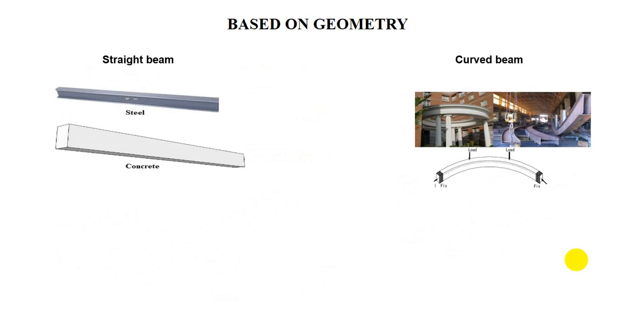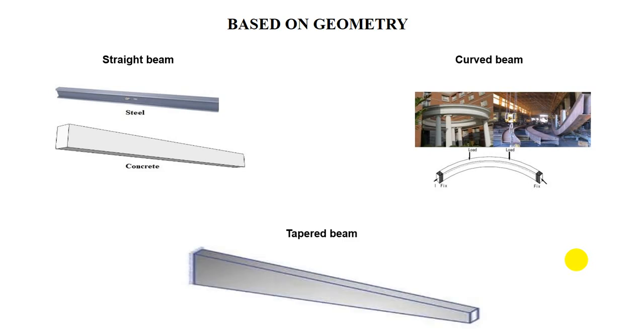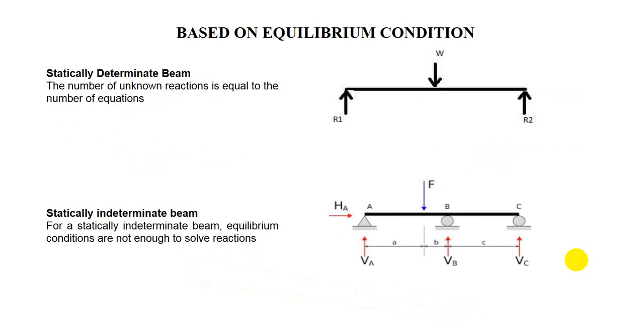We see it in some constructions, like different types of dome and water tank construction. And here the tapered beam. A tapered beam has a different dimension on one side than on the other. This is known as a tapered beam. So based on geometry we can divide the beam into three categories, and after that, based on equilibrium condition.